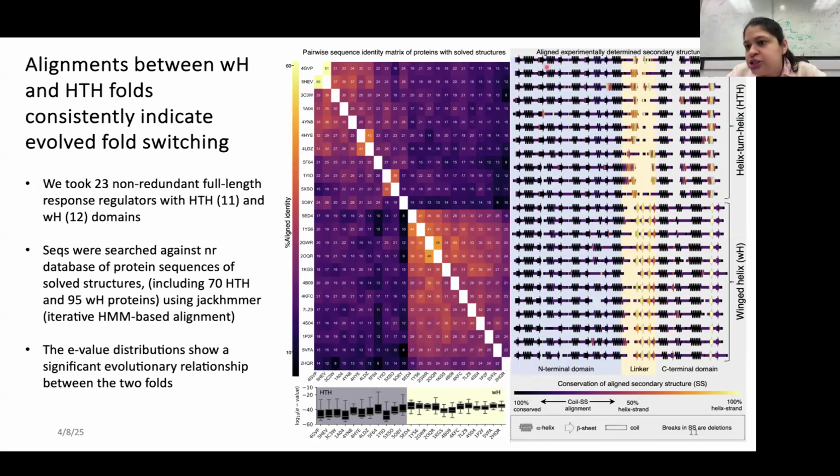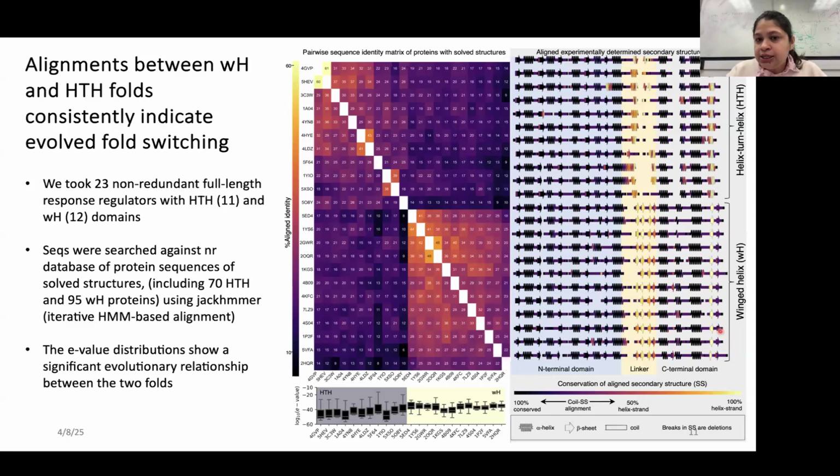What I want you to focus on is this figure, where you see there's very nice clustering of all the sequences of helix-turn-helix, and these are the sequences of winged helix. So they cluster very nicely. And another thing I want you to follow is this yellow region, which is the linker. So N-terminal domain, the sequences are aligned really well, the structures are aligned very well. Whereas for the linker, you see there are some insertions and gaps there. And C-terminal domain, you really see how the helix changes to wing domain here. So that tells you that this is a possible example of evolved fold switching.